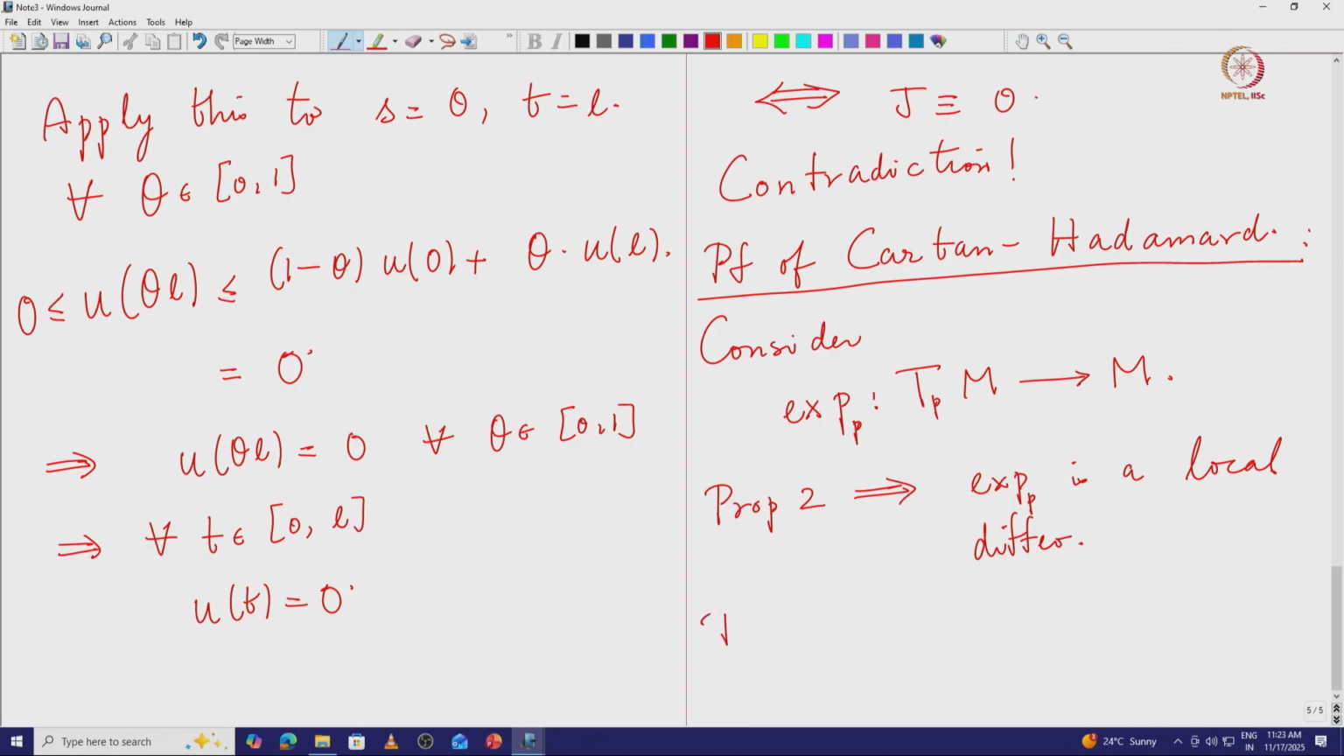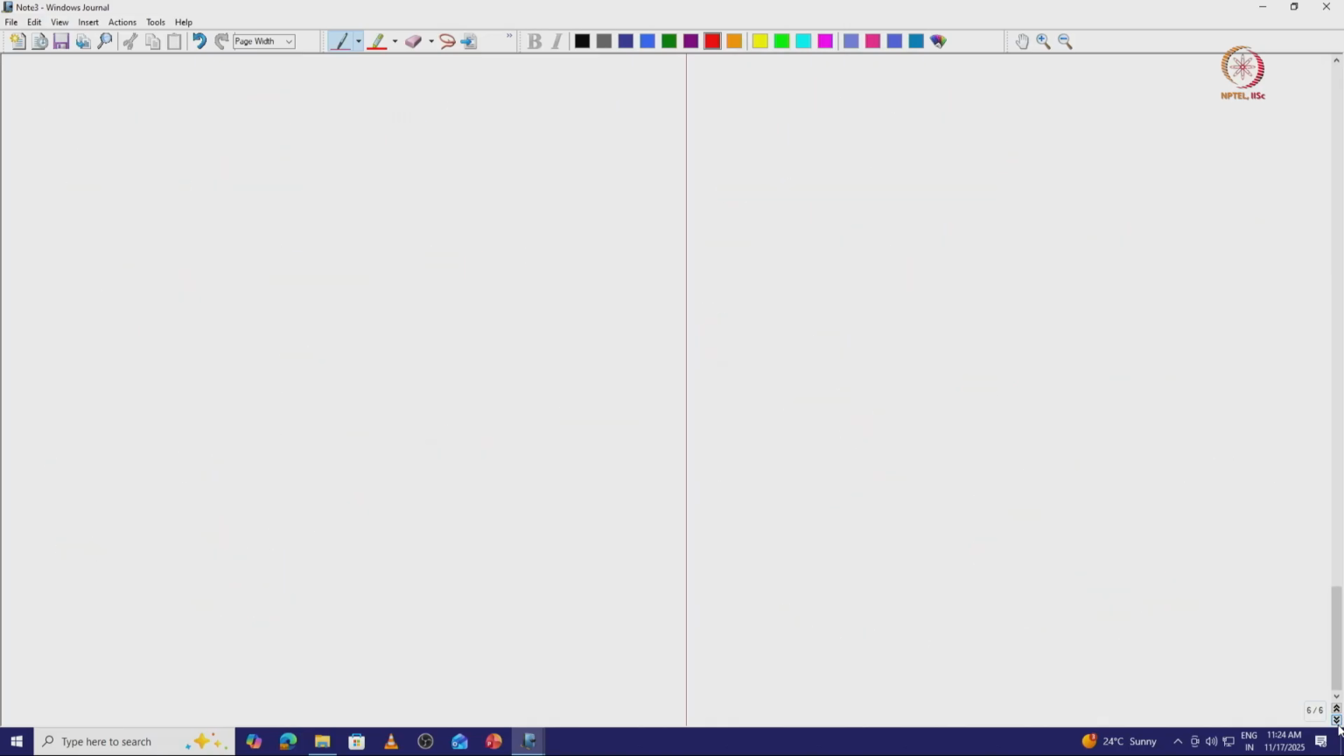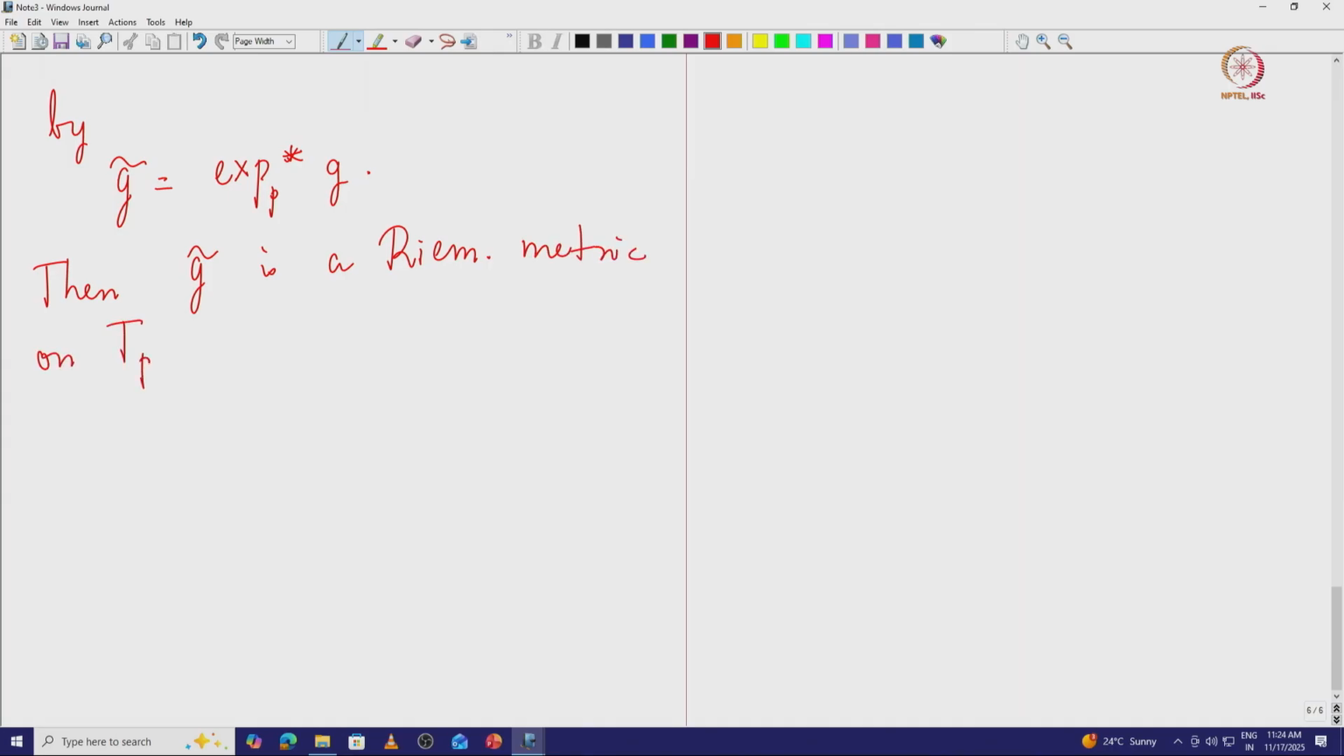So, then we do the following, we define a G tilde on TpM by G tilde is the pullback of the Riemannian metric G under the exponential map. So then, because the exponential map is a local diffeomorphism, G tilde is a Riemannian metric on the tangent space.